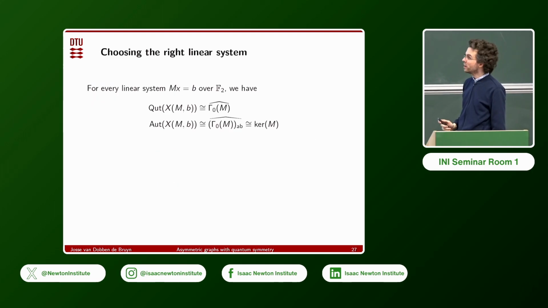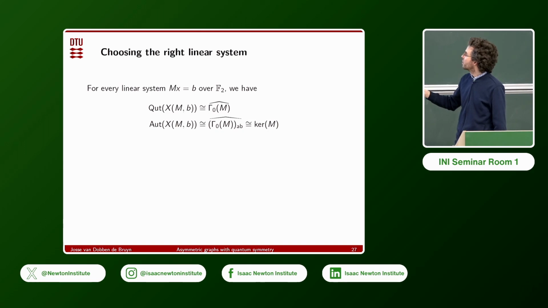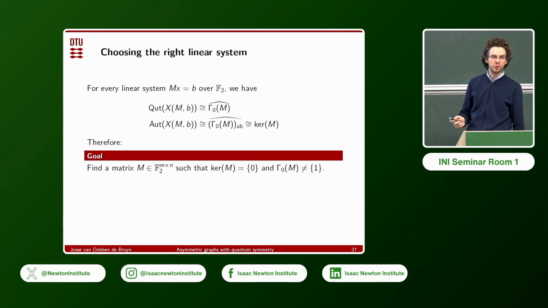Okay, and then the final step, and that's sort of the interesting step, I think, is to choose the right linear system. So for every linear system now, we can write down a graph, an uncolored graph, where the quantum automorphism group is the dual of the solution group, and the classical automorphism group is the kernel of this matrix M.